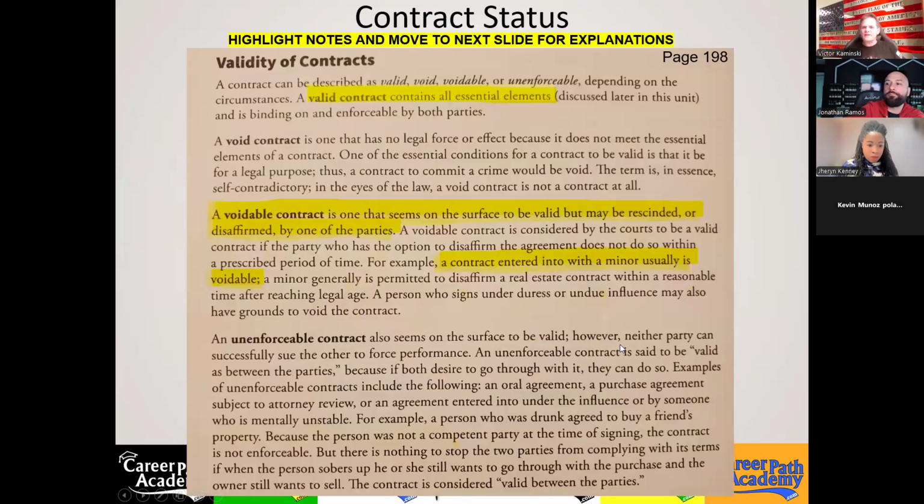Now let's get into validity of contracts: valid, void, voidable, and unenforceable. A valid contract is one that meets all the essential elements. And what are the 4 essential elements of a valid contract? Competent parties, offer and acceptance, consideration, and legality of object or purpose. Correct. So a valid contract contains all those essential elements.